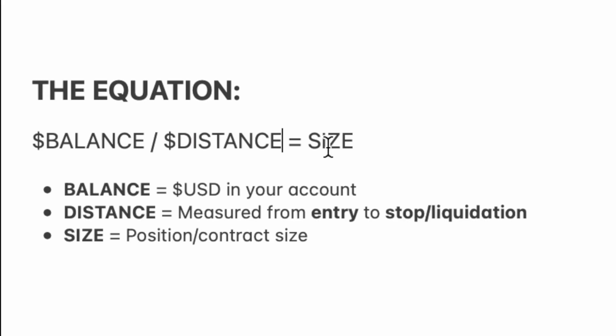And then the difference between those two numbers is distance, which is the second number there. When that equals out, you're going to get the size. Size is going to be the positions that you take. So for example, if the answer comes out to 1, that would be 1 Bitcoin in this case. Now, let's take you to a really simple calculator here, and I will show you how this is done.